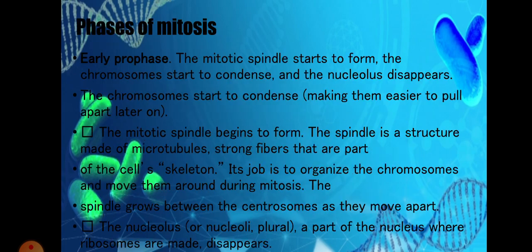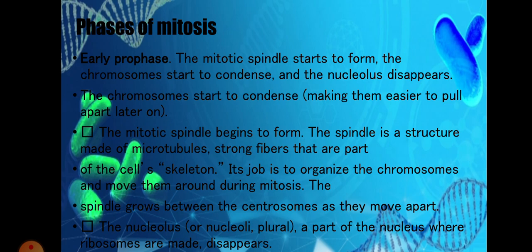Next is the phases of mitosis. First, early prophase. The mitotic spindles start to form, the chromosomes start to condense, and the nucleolus disappears. The chromosomes start to condense, making them easier to pull apart later on. The mitotic spindle begins to form.